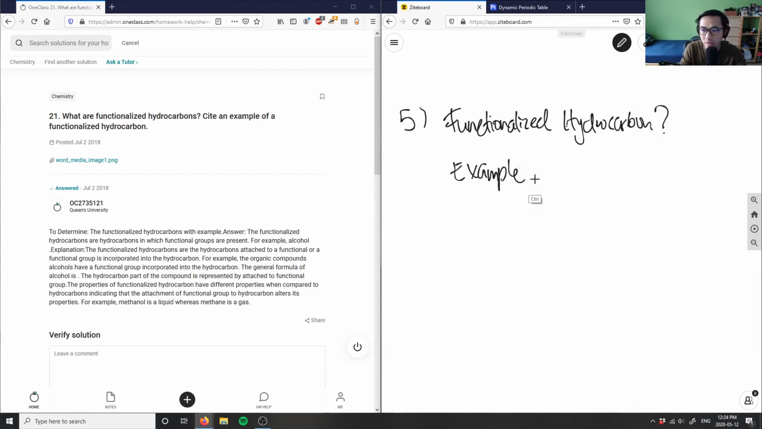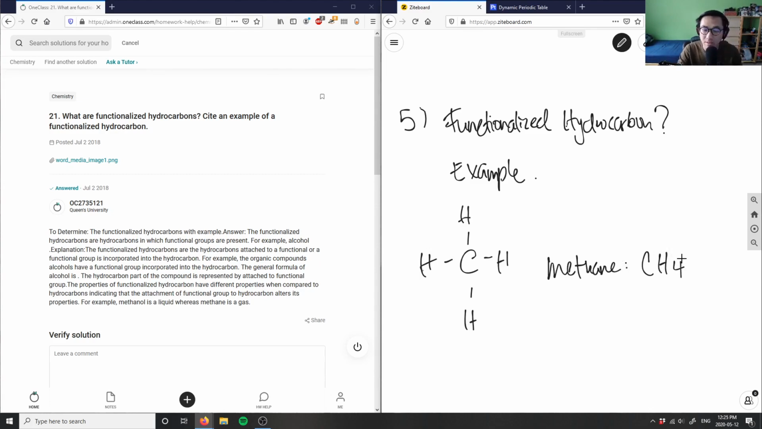So let me show you what a non-functionalized hydrocarbon would be first. If I were to do a structural diagram, the simplest non-functionalized hydrocarbon would look something like this. It would be methane. So you can think of this as CH4. It's a really bad diagram here. So I have CH4, right? This guy here is methane, and this is CH4.